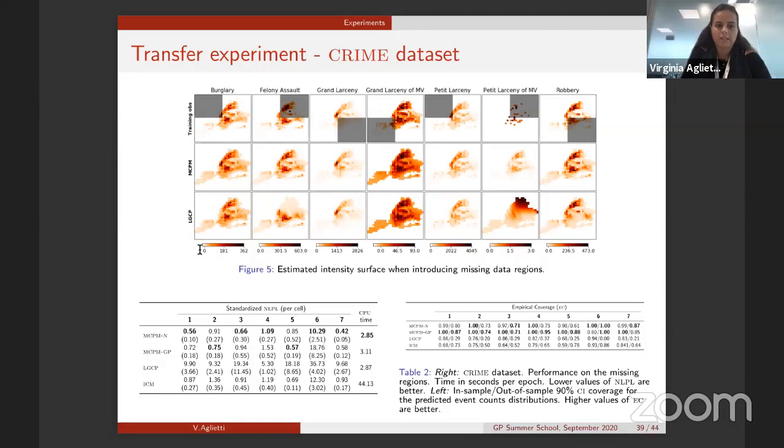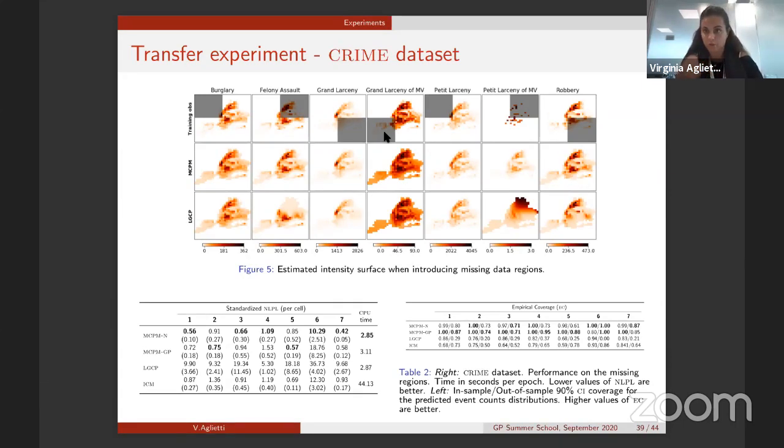And something to notice is that all of these crimes have different magnitude, meaning different total number of events that are observed. So it's very different. We have something like 2,000 cases for grand larceny, and then something like 93 for grand larceny of motor vehicle, but still we are able to recover the overall rate and the pattern in the spatial region. So this is confirmed when looking at the metrics. Once again, the MCPM model, the model that we proposed, seems to outperform the other methods.